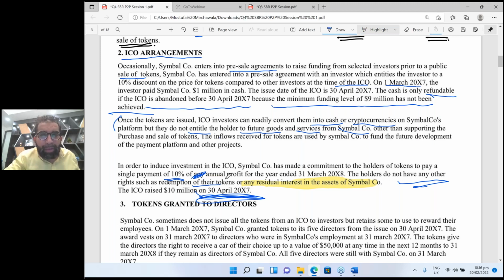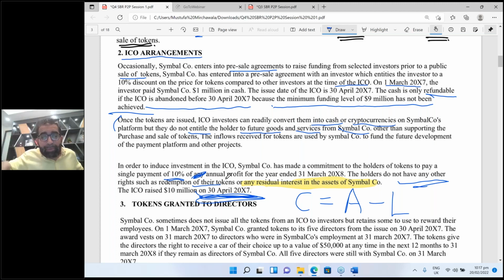Have you ever studied the definition of E is equal to A minus L? If you ever read financial instruments from any book or any article, the definition of equity is the residual interest in assets after deducting all liabilities. This is called equity. So the token holders have no rights in equity as well. There is no right in residual interest in the assets of symbol company. So this is not equity and this is not debt.